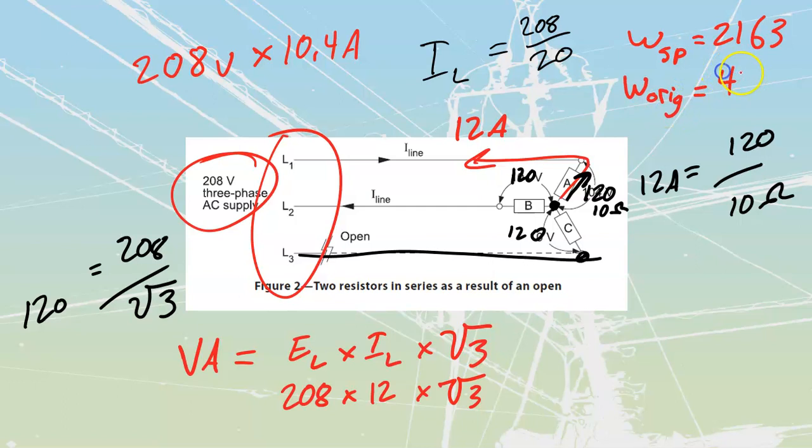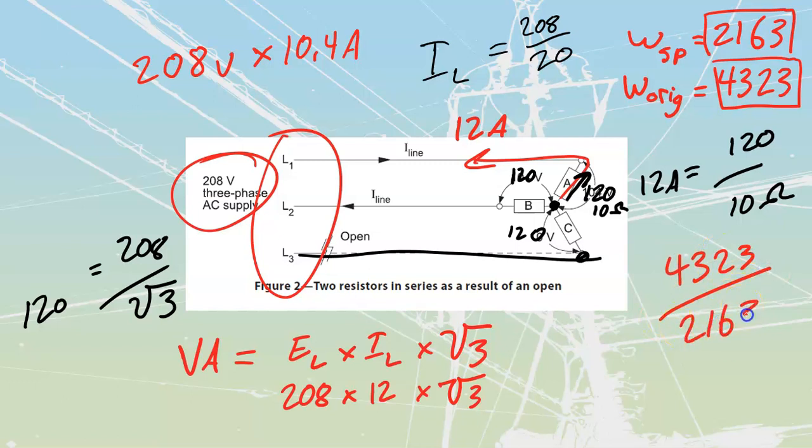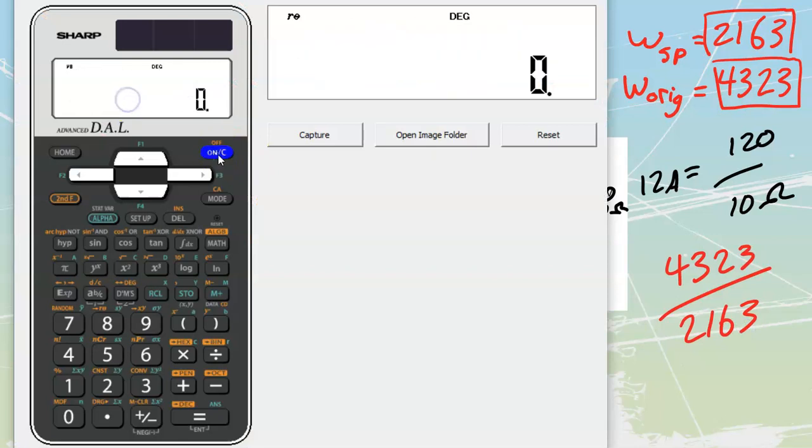So my original watts are 4,323. What's the relationship between my original watts and my single phase watts? To figure out the relationship, you just take them and divide them. 4,323 divided by 2,163, which, oh, wait for it, it's going to be amazing.